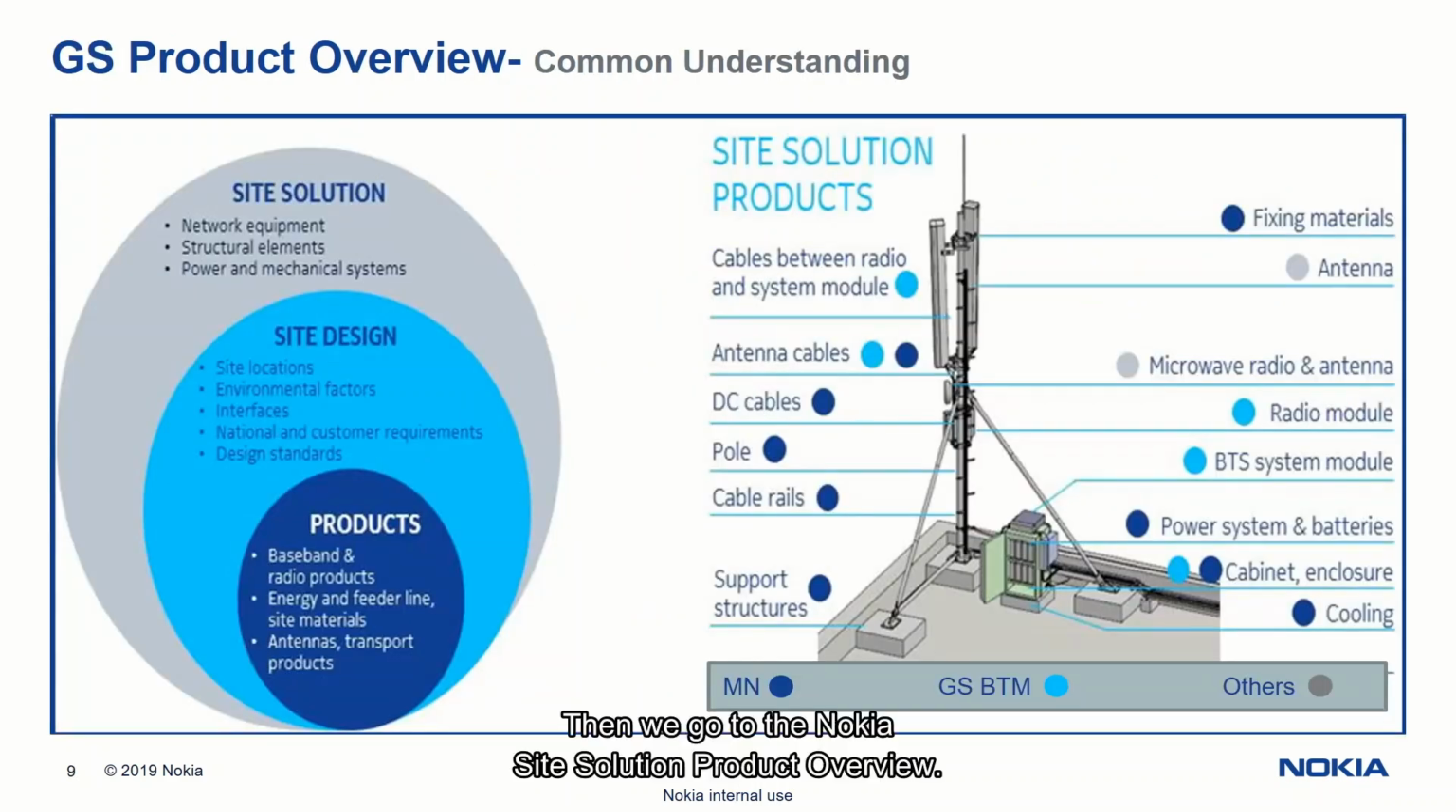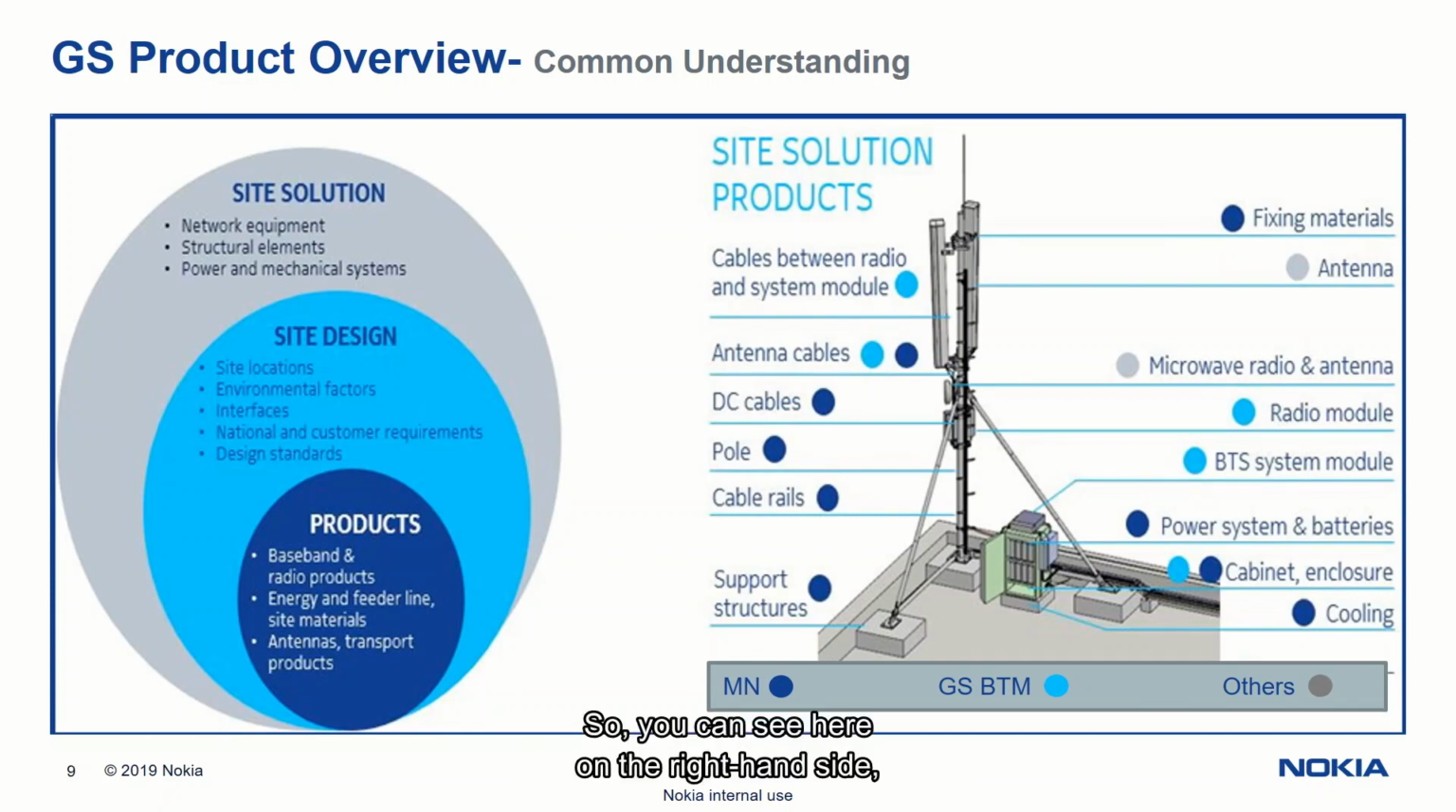Then we go to the Nokia Site Solution Product Overview. The site solution definition is that the site solution includes network equipment, structural elements, power and mechanical systems, then site design, site locations, environmental factors, interfaces, national and customer requirements, and design standards. Then, the actual products cover baseband and radio products, energy and feeder line, site materials, antennas, and transport products.